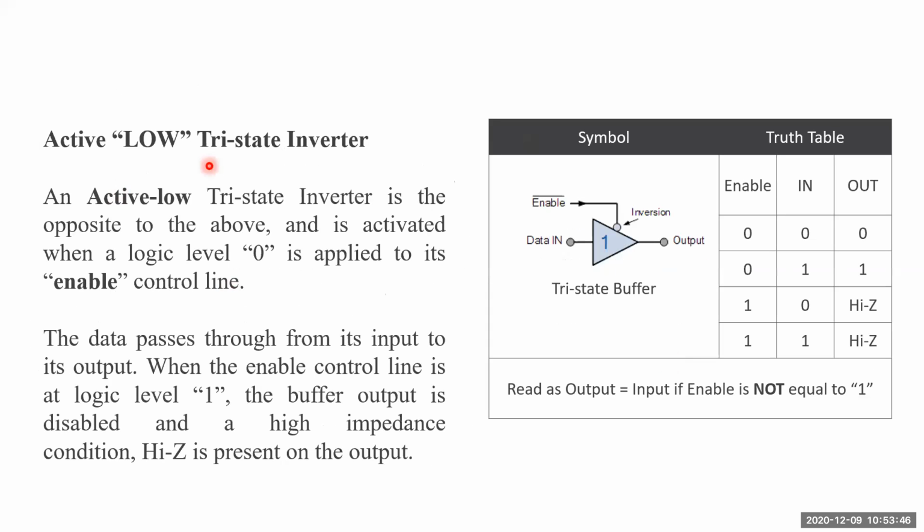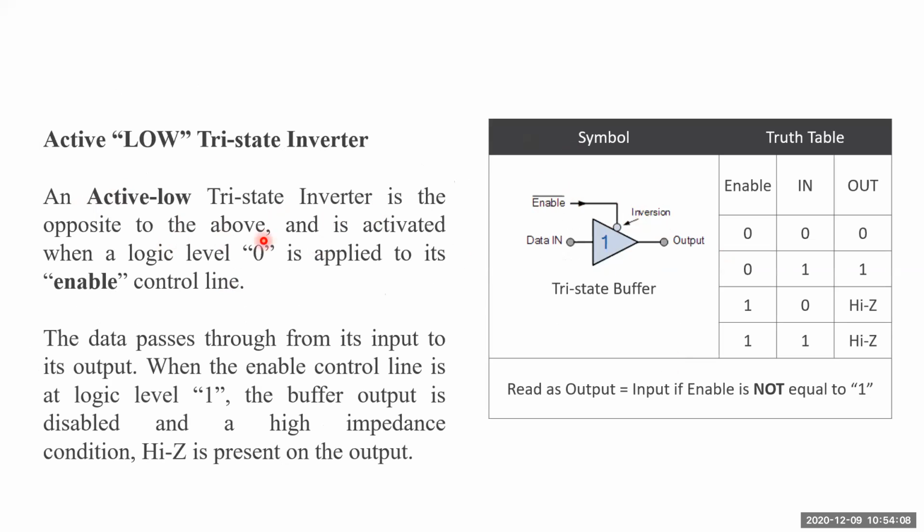Now, the active low state buffer. In the active low state buffer, what happens? In the active low state, you put this enable bar. Enable bar means you can see that the inversion takes place over here. In the active low state, the control signal will be a complement, and that will be inverted again over here. So an active low state tri-state buffer is the opposite of the active high state buffer above.